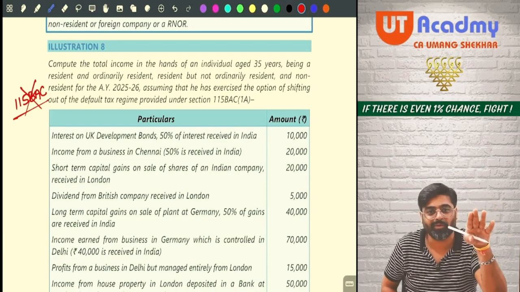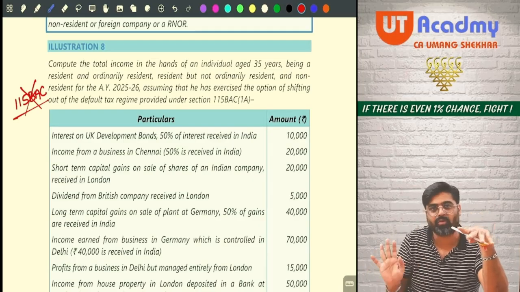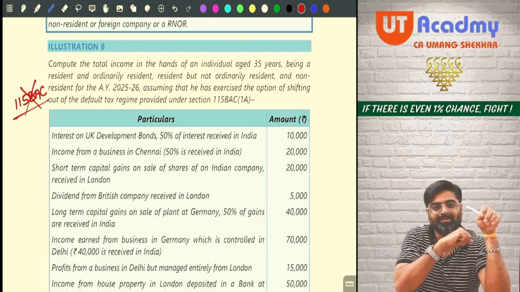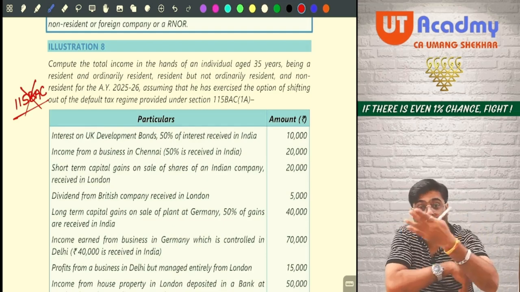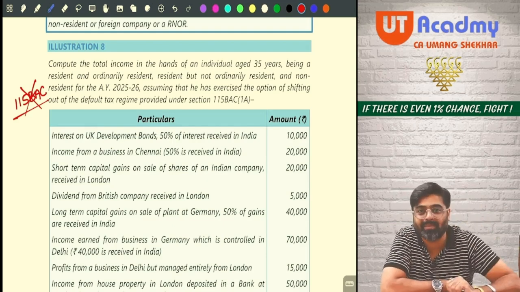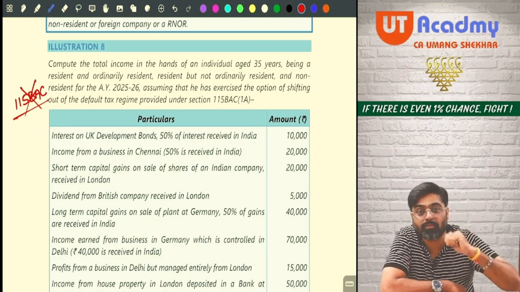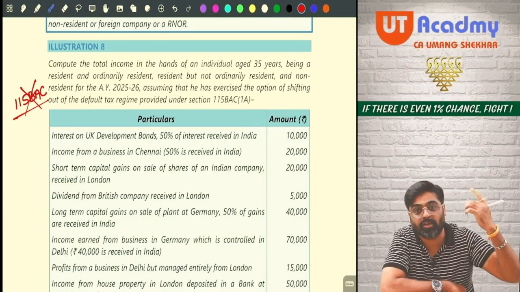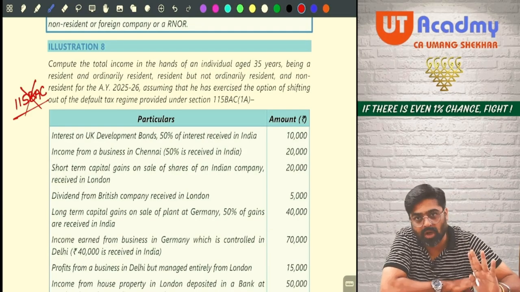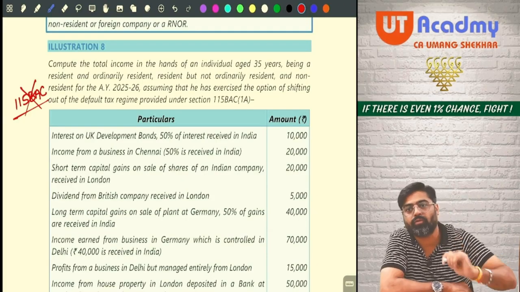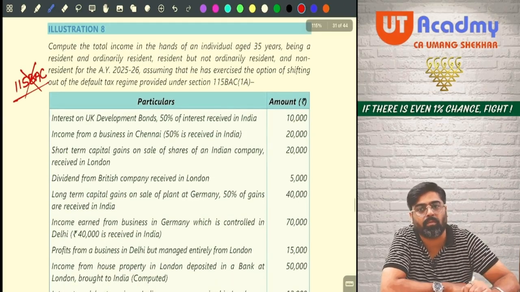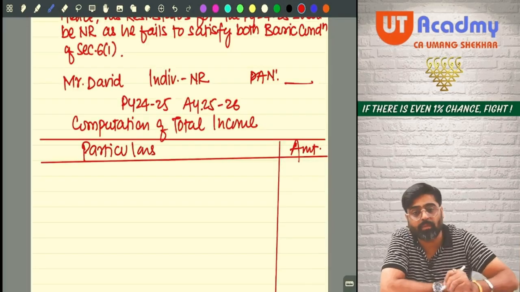After solving this entire question, we will make the assumption of what if it had been given that he is following 115BAC. Then what would have been our answer? Where would the changes have come? Sure? Come on. First one. Interest on UK development bonds, 50% of interest received in India. One minute. UK means Uttarakhand.